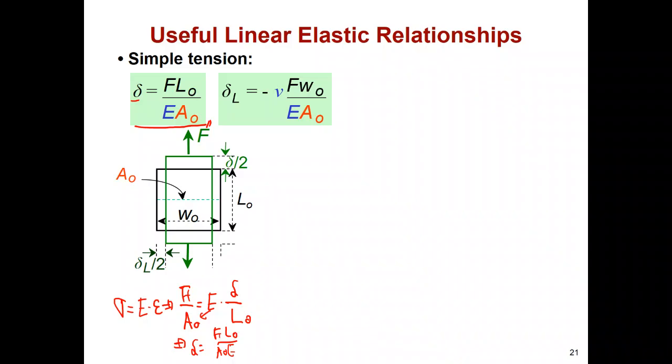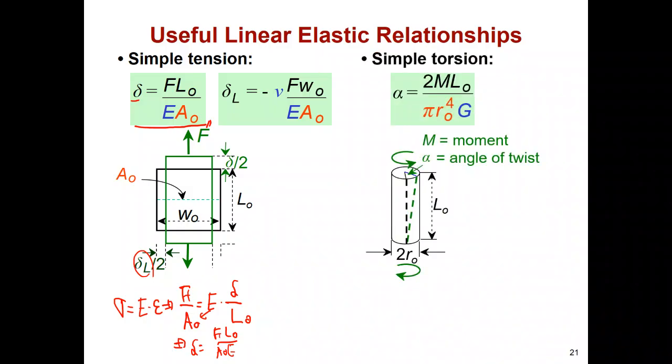This is L0. Similarly, the lateral displacement delta L is obtained when you apply the Poisson ratio, and it looks like this. You can easily derive it. We can also calculate how much the angle is rotated by the torsion or moment forces.